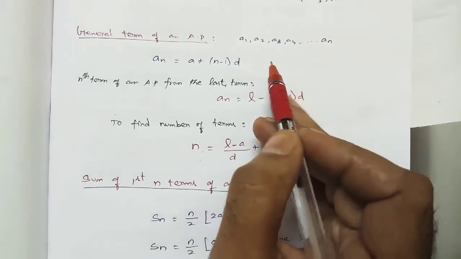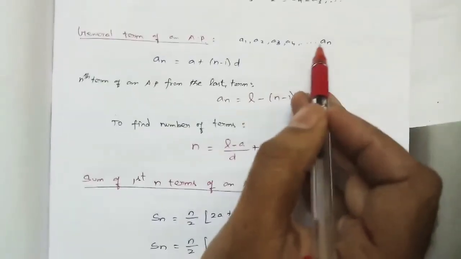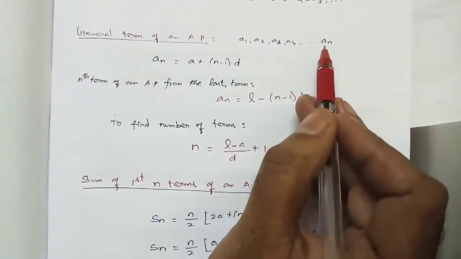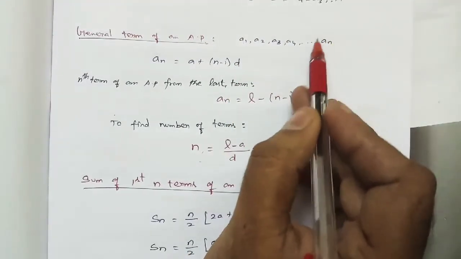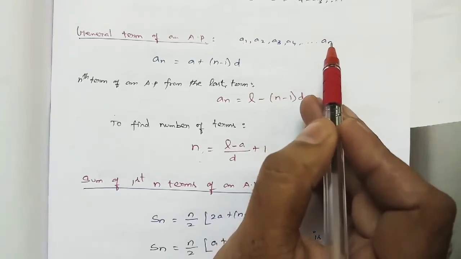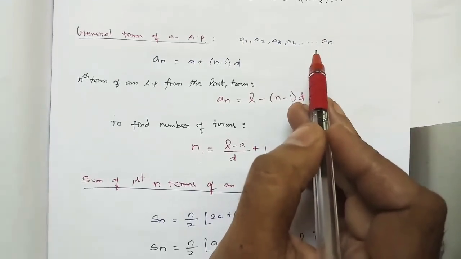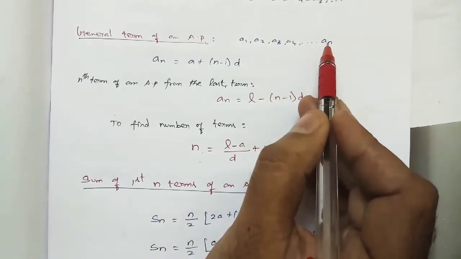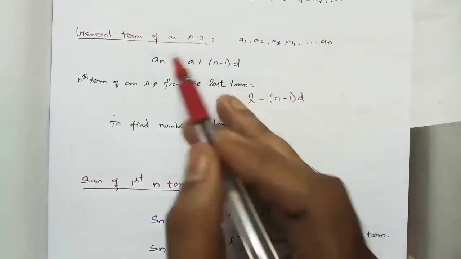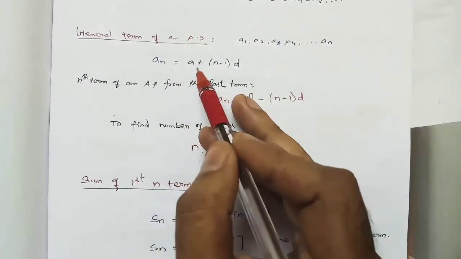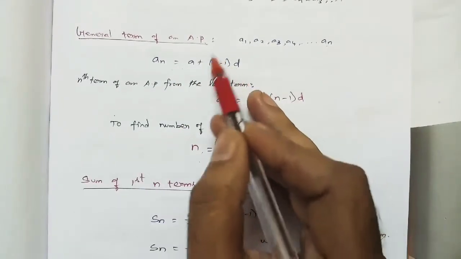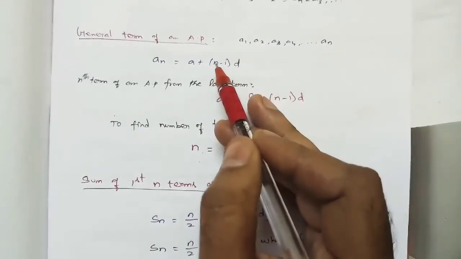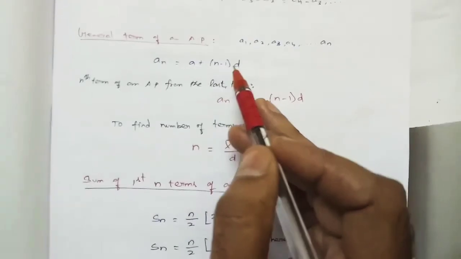We can find it by using the formula an is equal to... Suppose in an AP we have only 49 terms. They ask you to find the 49th term. That is nothing but the last term, right? That is an, and that only we want to find. So an is equal to a plus (n minus 1) into d. Here a is the first term and d is the common difference. What is n? The 49th term we are finding.